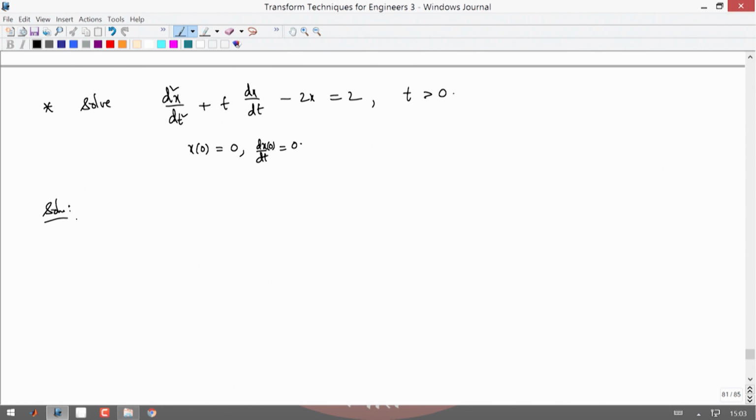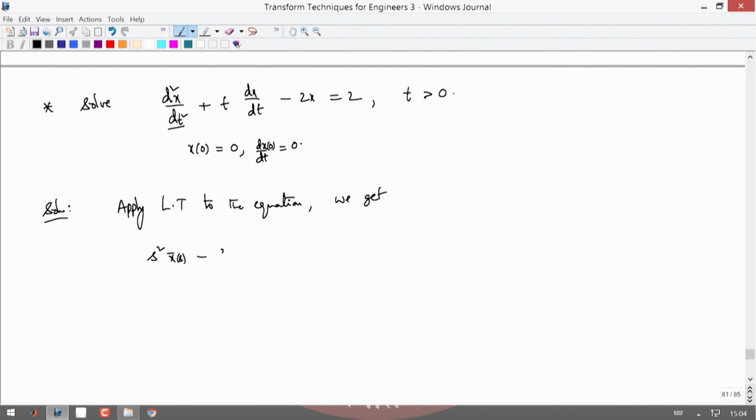So you can look at the solution. The solution is to apply the Laplace transform to the equation. We get the Laplace transform of the second derivative, that is s square x bar of s minus s times x at 0 minus x dash at 0. These two are the conditions which I am using here, so that makes it 0. So this is what you have for the first term.